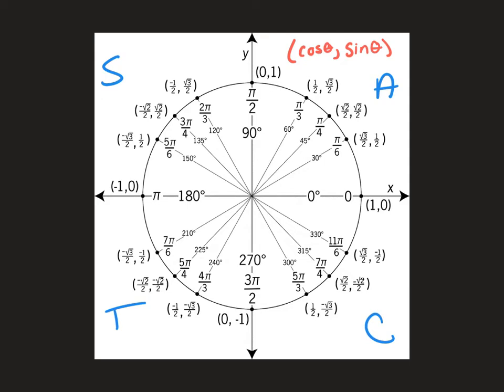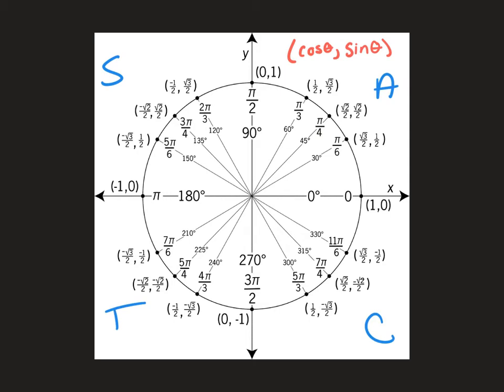This allows you, you will get a copy of the unit circle when we get back that you can always use. It is very helpful to know, especially this first quadrant. I would highly suggest memorizing this because this is information we use often.